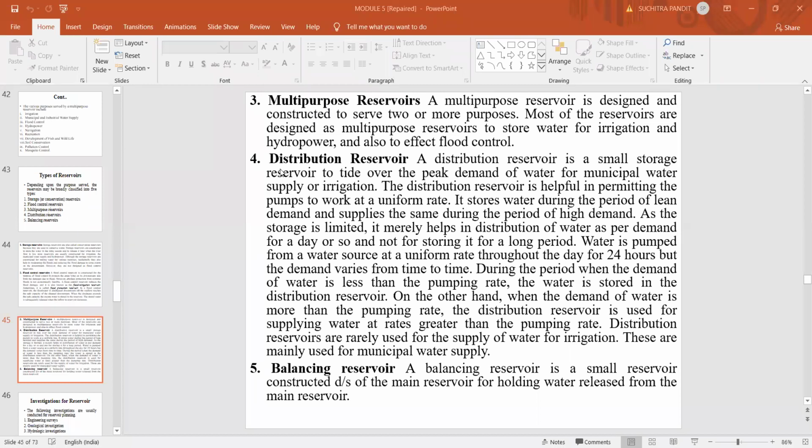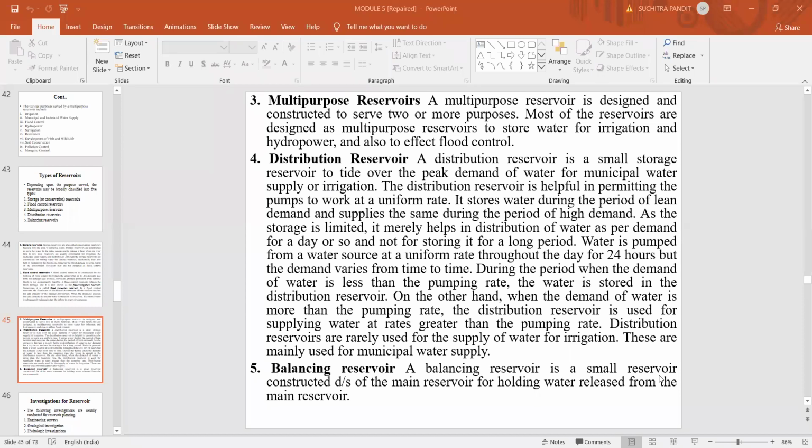Next, some of the reservoirs are distribution reservoirs. A distribution reservoir is a small storage reservoir to tide over the peak demand of water for municipal water supply or irrigation. Because whenever there is a high stage of flow in the river, that water cannot be diverted directly. In such a case, you may have a small reservoir wherein the excess water can be stored and the same water can be diverted for municipal and irrigation activities. Next one is the balancing reservoir.